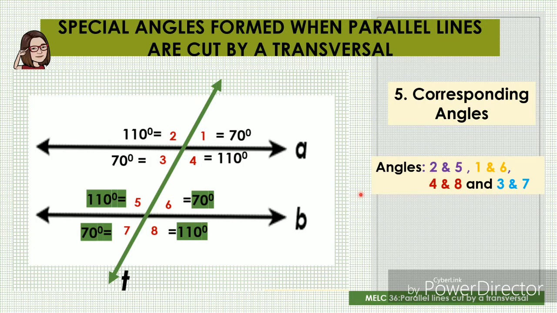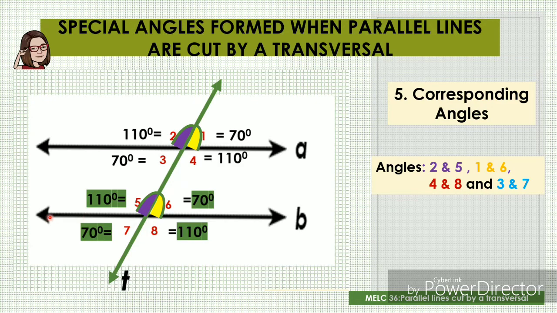These are angles 2 and 5. Ayan, tingnan natin sa figure. 2 and 5. Tingnan maigi. Nasa labas, nasa loob. Pareha silang nasa left side of the transversal. Pero, hindi sila adjacent. Okay, ang measure, 110. 110 din ang kapartner niya. Another pair is 1 and 6. Angles 1 and 6. Labas, loob. Parehas nasa kanan ng transversal line.